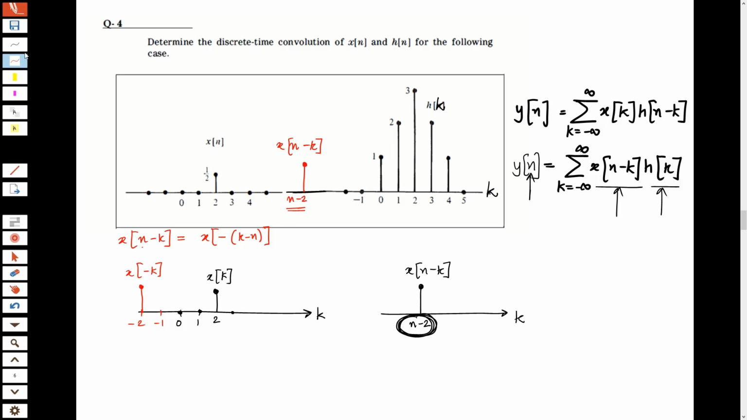That means this signal has not yet reached here. The case I'm talking about is for n minus 2 less than minus 1, or in other words, n is less than 1. In that case, what happens? We know that there is no overlap between the two. That means for such n, this product is going to be 0.